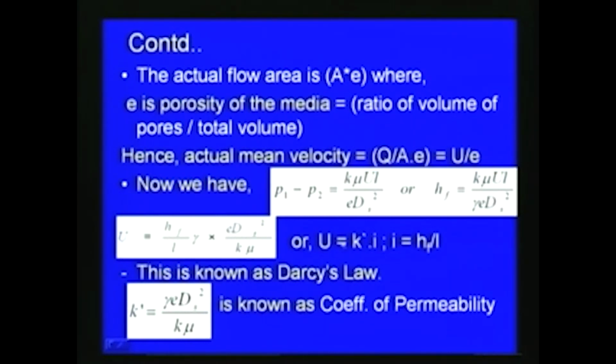Or we can write U is equal to K dash into I, where I is the hydraulic gradient, I is HF by L. This expression U is equal to K dash I is known as Darcy's law. Here K dash is equal to gamma into ds square by K into mu as per this expression. This is called the coefficient of permeability.